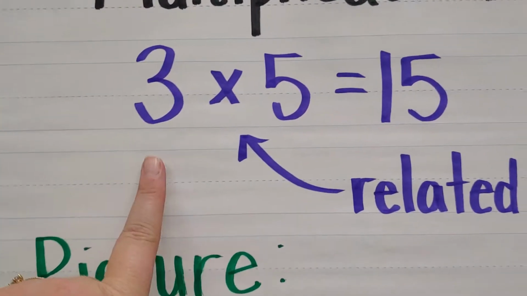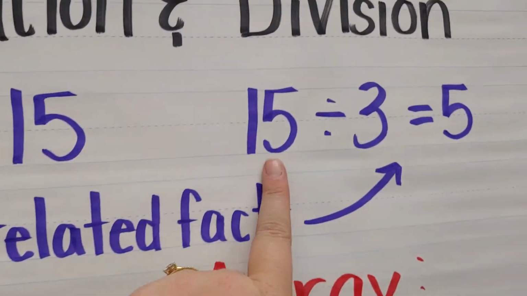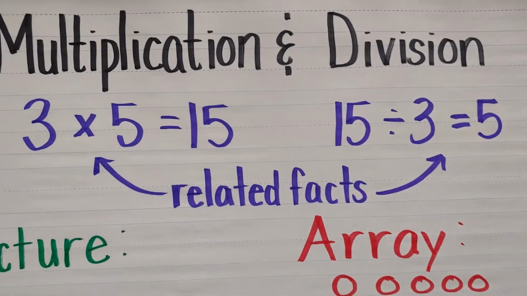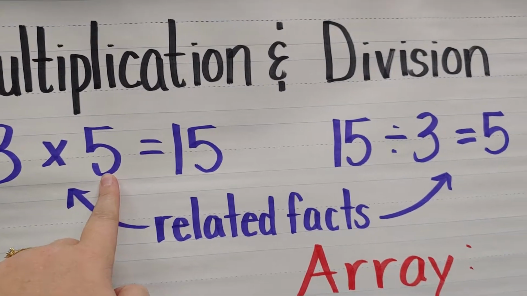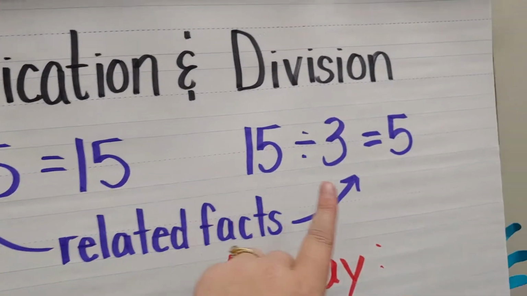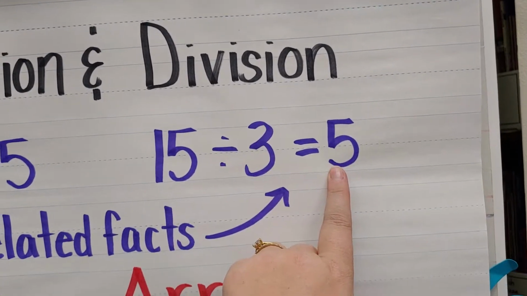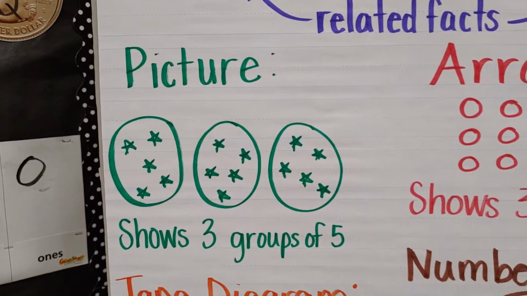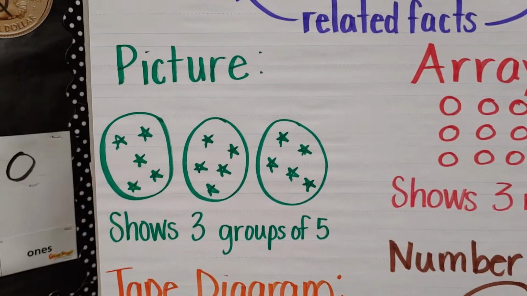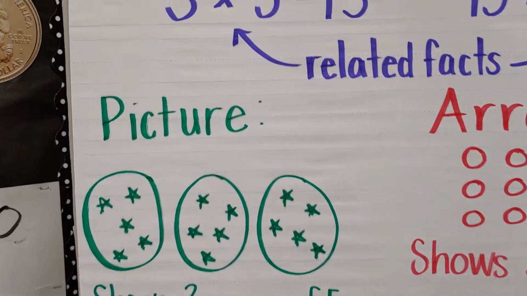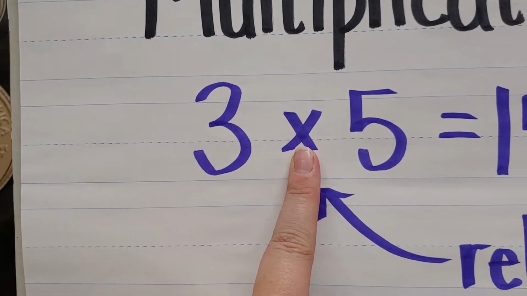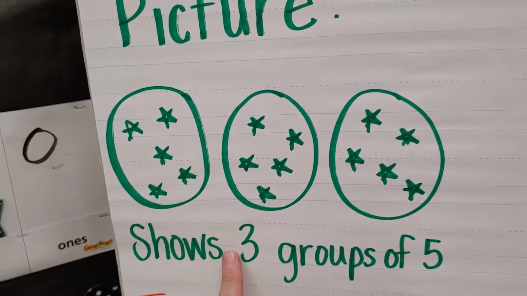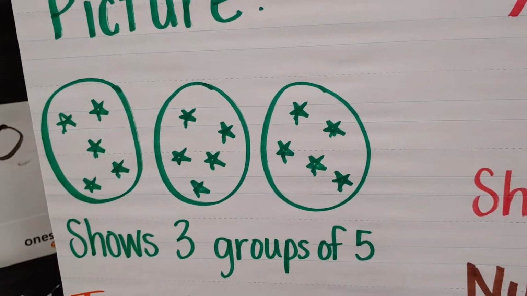So, for example, 3 times 5 equals 15, and 15 divided by 3 equals 5 are related facts. They contain the same factors, product, and then over here, those factors become the quotient and the other numbers of the division problem. To show this same problem in a picture, you would show 3 groups of 5, because we learned that this multiplication symbol actually means groups of. So you would show 3 groups of 5 for this problem.